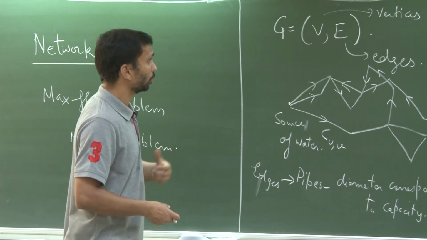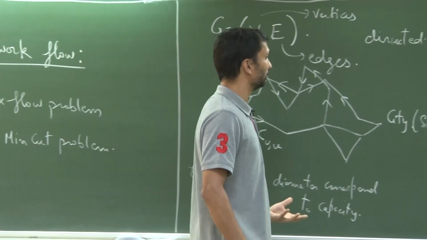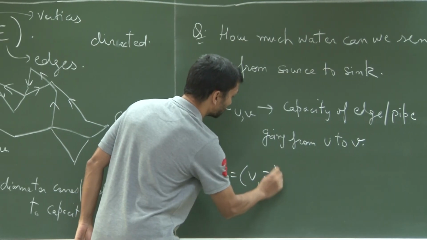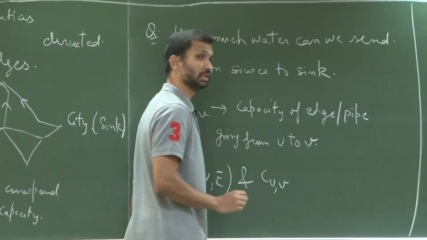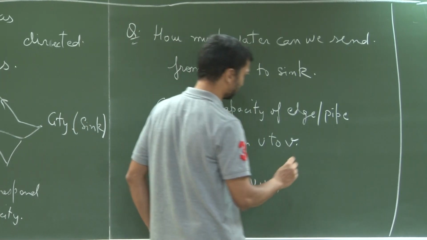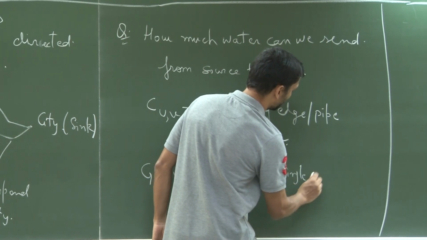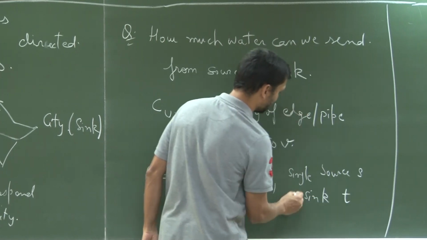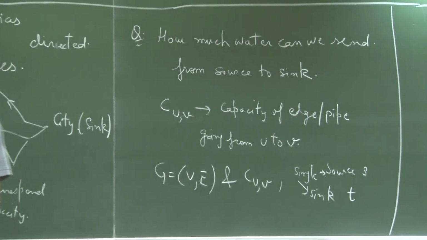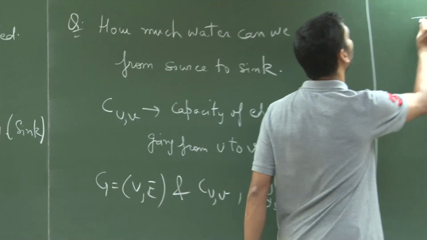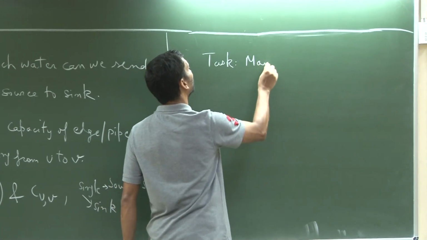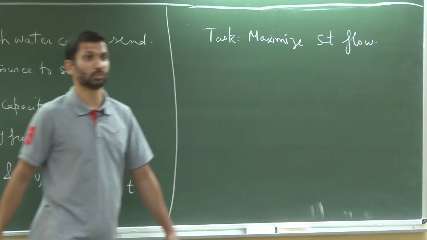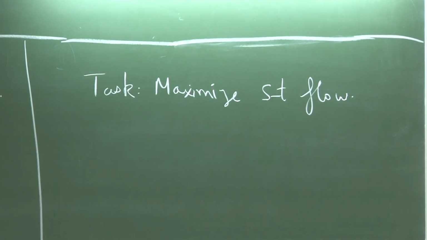Okay. So, coming back to the description, the problem will be specified by the graph, that means vertices and edges, capacities, and then for our case, for simplicity, we will assume there is a single source called S and a single sink called T. The task is to maximize the ST flow. Make sense? This is what we want to do.